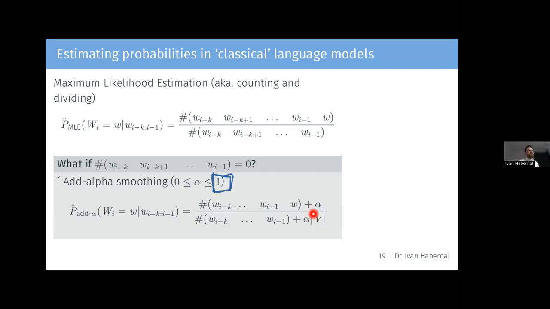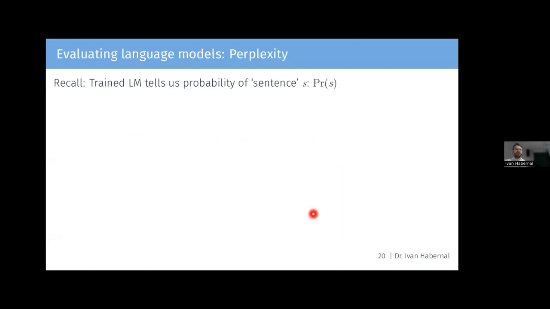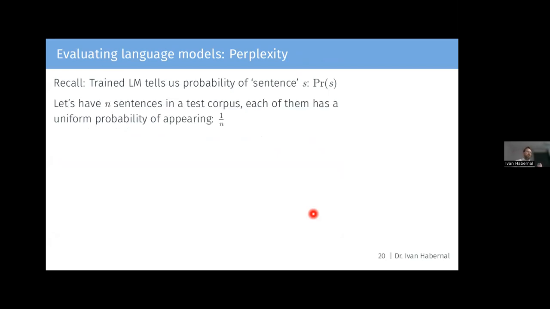We can do something even simpler. There's a fancy word for evaluating language models called perplexity. Basically, let's have n sentences in a test corpus. We have a training corpus where you learn the probabilities, and then a test corpus of n sentences, and each of them has a uniform probability of appearing, 1/n. So we have sentences uniformly distributed in our test corpus. This is one kind of assumption.